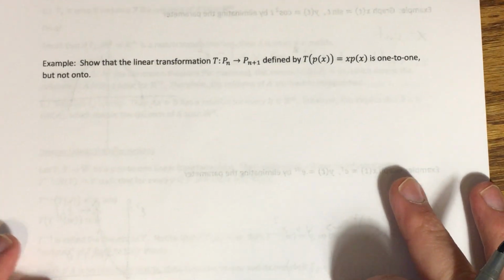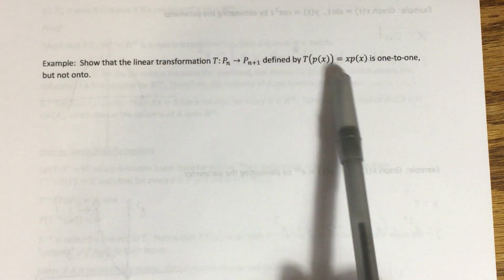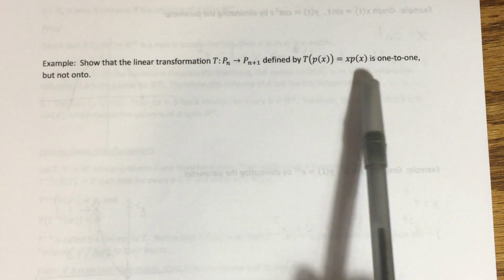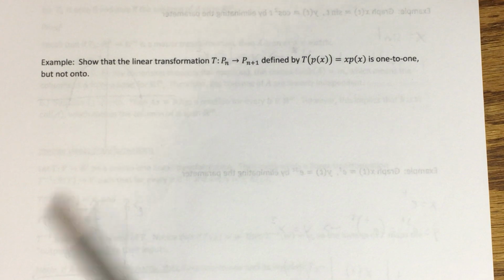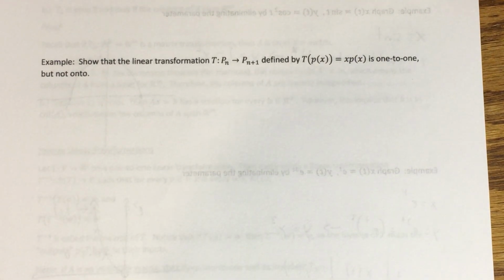Let's do another example, but doing sort of the opposite of the last one. I have a linear transformation going from Pn to Pn+1, and we talked about this one in section 8.1. It maps polynomials in Pn to the polynomial x times p of x. And what we want to do is show that it's a 1-to-1 linear transformation, but that it's not onto. So again, I can use the definition of 1-to-1 if I want, or I can show that the kernel of this linear transformation is 0 to establish that this is a 1-to-1 transformation.